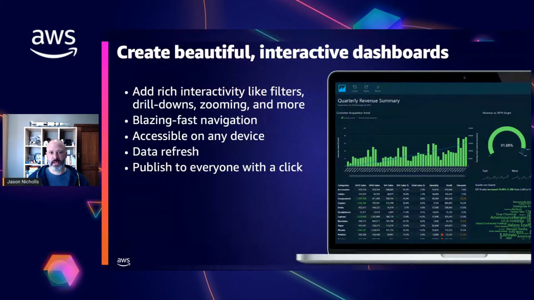So with Quicksight, you can build these really cool graphical interfaces. You can add filters, you can zoom, you can drill down, and it provides fast navigation. It's accessible from any device, so you can use it via your phone, and you can reset when you want that data to refresh, which is also quite cool. You can publish anywhere with one click as well.